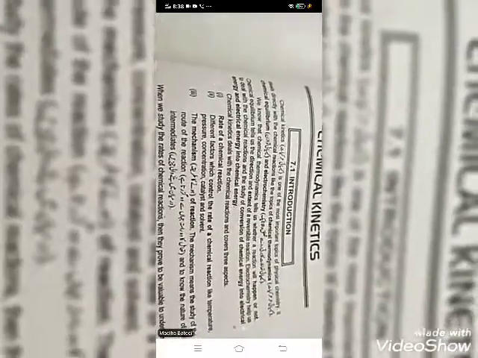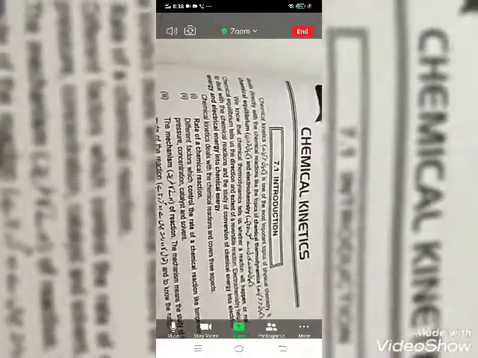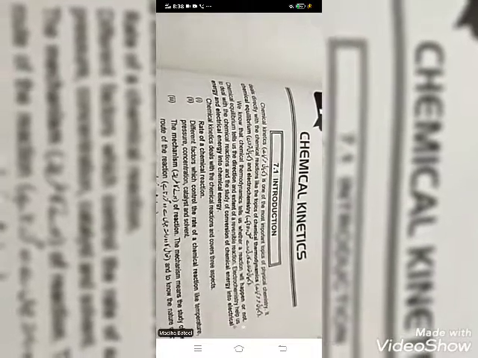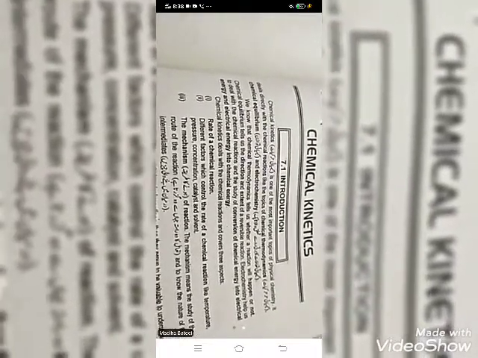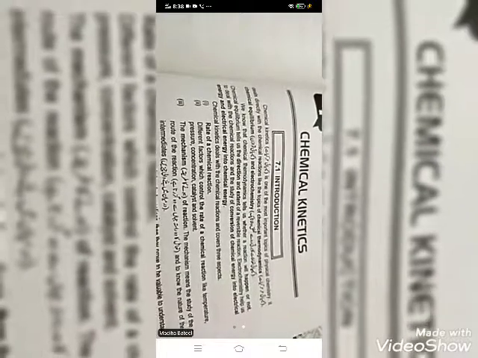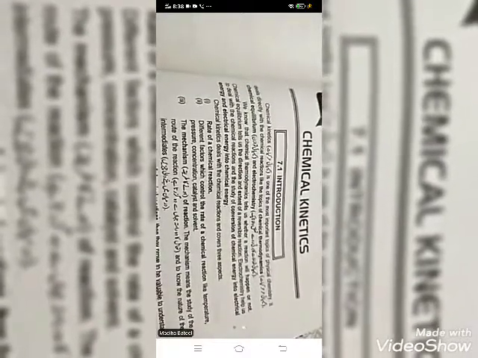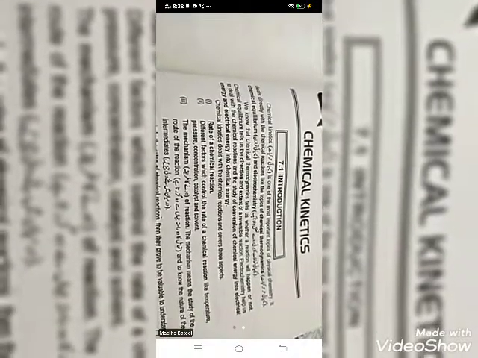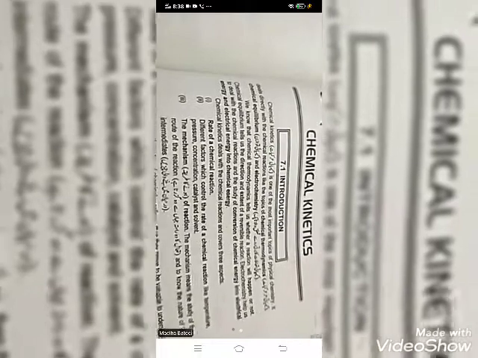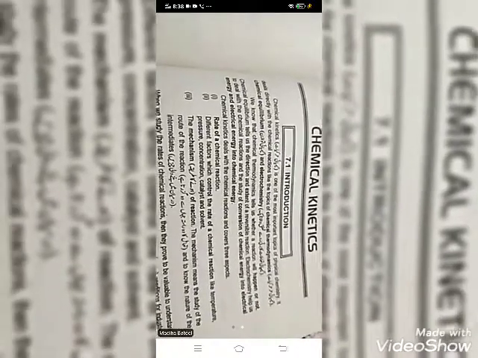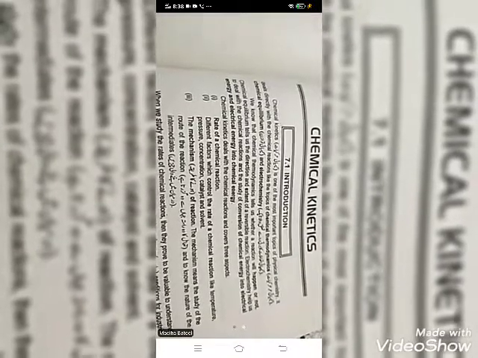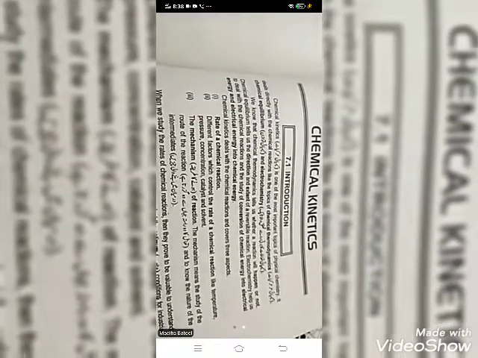We will discuss chemical kinetics today. Let's start. First of all, we will see the introduction. What is chemical kinetics? Chemical kinetics is one of the most important topics of physical chemistry. As you know, it deals with chemical reactions in every form, aqueous, solid, gaseous, and in chemical thermodynamics, chemical equilibrium, electrochemistry, in all fields.